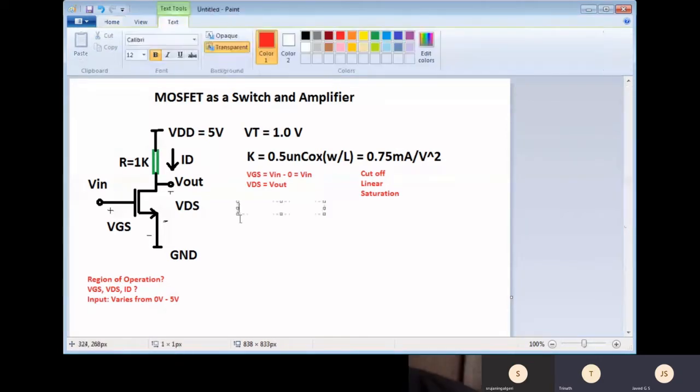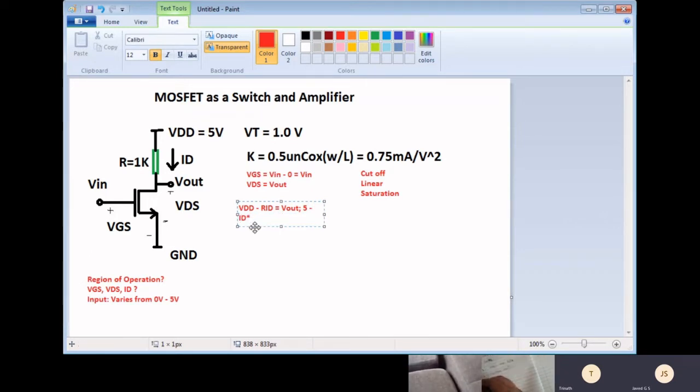So what are the other equations that we have? Governing equations. It is VDD minus R into ID, okay, R into ID equal to V out. That would be 5 minus ID into R equal to.